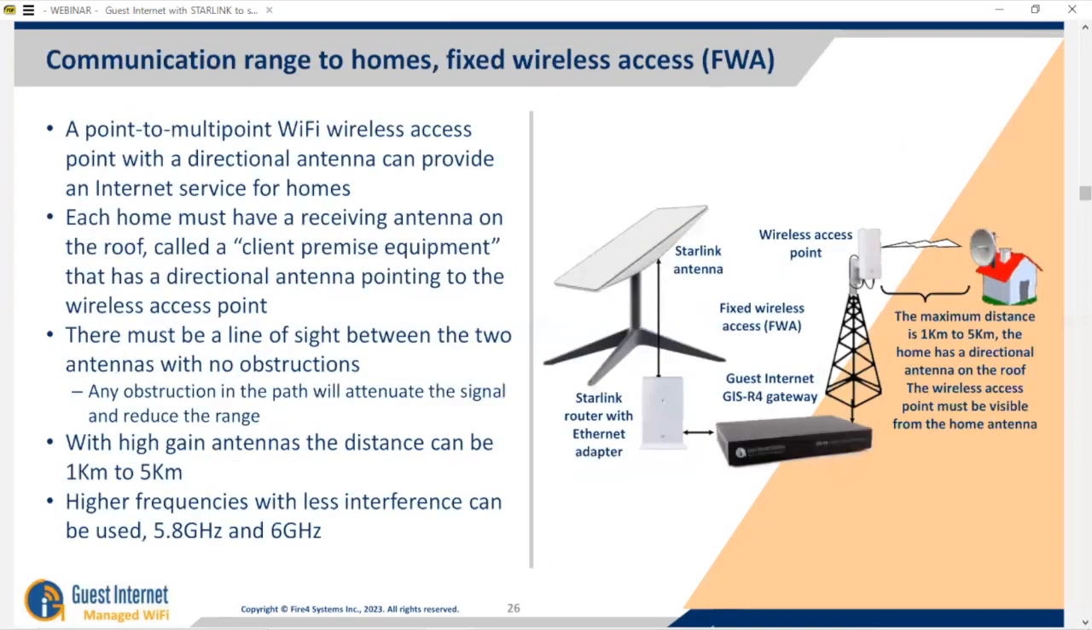In this type of configuration, we have a much longer distance. If we have good directional antennas, then we can have a distance to the home of maybe 1 kilometer, maybe up to 5 kilometers, depending on the quality of the wireless products and the antennas. And this obviously is line of sight. There has to be visibility between the two antennas in order for this to have a link.